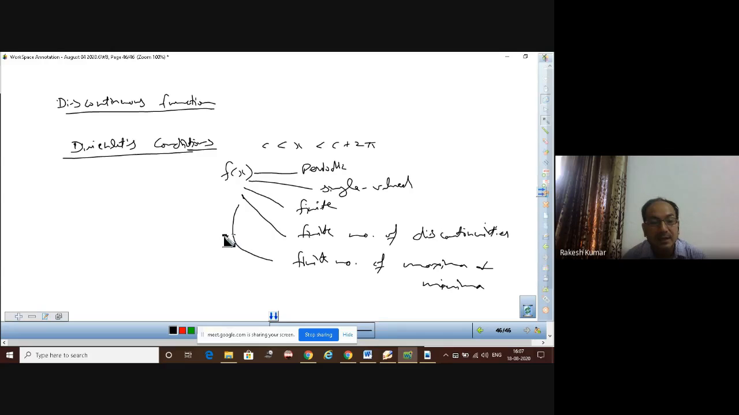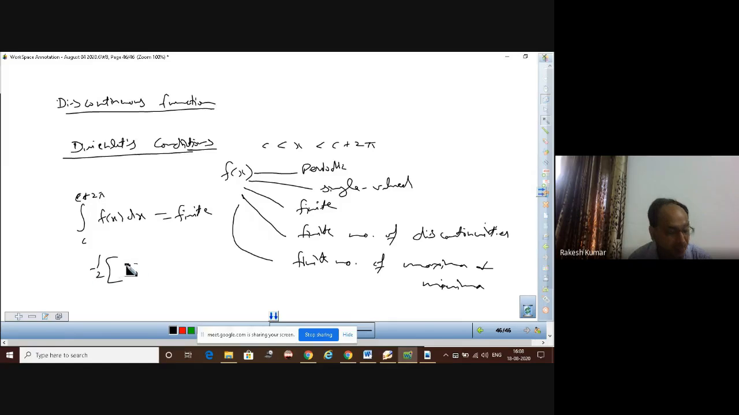And at last, the integral from c to c plus 2 pi of f of x dx should be finite. It should have a finite value. Then under these conditions, we can find the Fourier series, which converges to f of x at every point of continuity. At any point of discontinuity, the sum of the series is equal to the mean of the left limit and right limit.